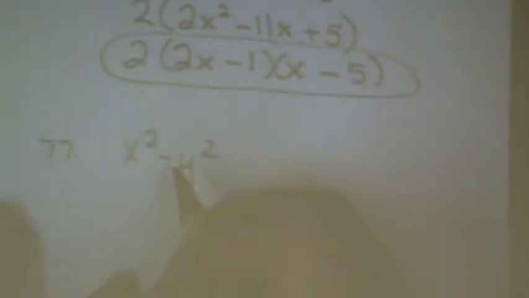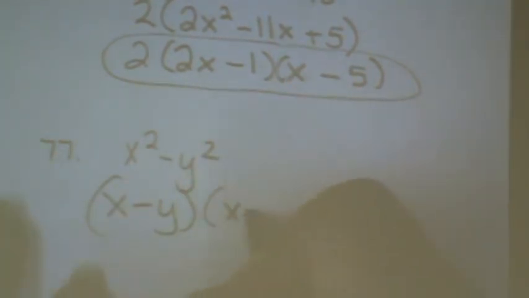And the last one is the difference of two perfect squares, x minus y times x plus y. And we are done.